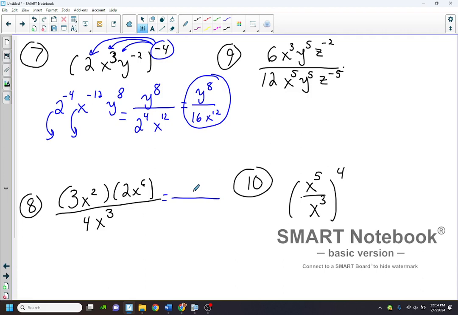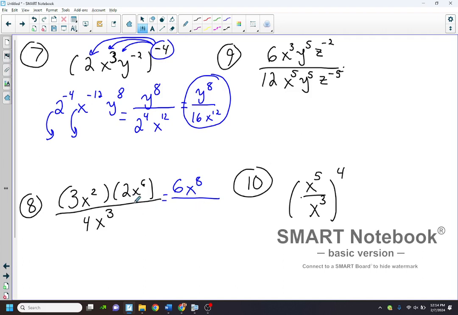All right. You're going to multiply the tops first. So 3 times 2 is 6. And then x to the 2nd, x to the 6th, x to the 8th. Because they're multiplying to each other, you're adding. Multiplication means you add.